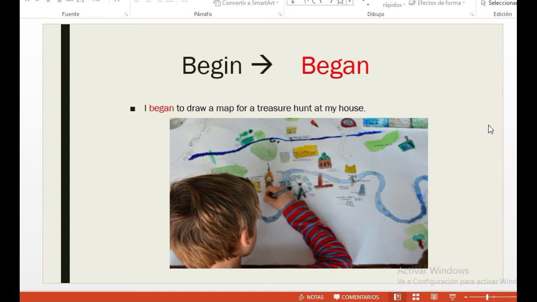And as you can see in the picture, this little boy was drawing a map about his house. So that's the idea. Now you know how to use it. Now you know what begin or began is. Okay, let's go to our next example. I'm a pirate.